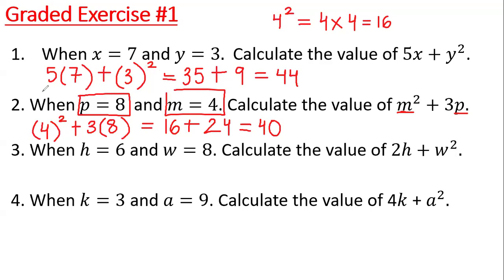Where is Christian? Christian, I need you to help me with number 3. Number 3 is equal to 2 times h plus 8 squared. So we have 2 times h. H is what? H is 6. So h is 6.